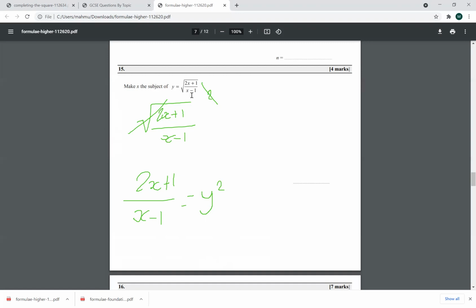So I can't cancel them out? You can't cancel them out. The top is just x? No, you can't cancel them out. Well, this is 2x plus 1. You can't actually cancel it out. So you've done the first part right. Very good. I can't cancel it out. No.